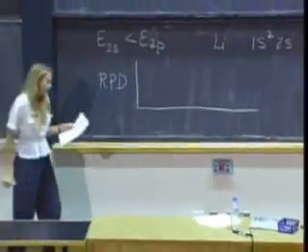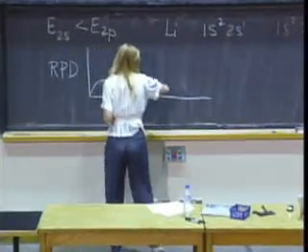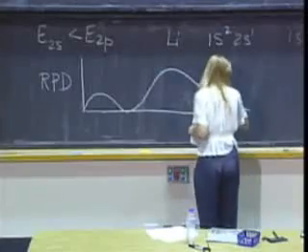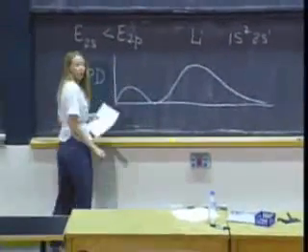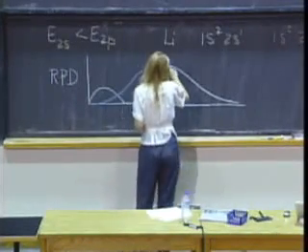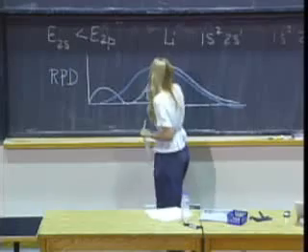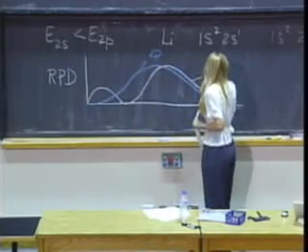And I'm going to draw it for the 2s state. So here it is for the 2s state. All right. And I'm going to draw it for the 2p state. So here it is for the 2p state. All right. So this is 2p, and this is 2s.